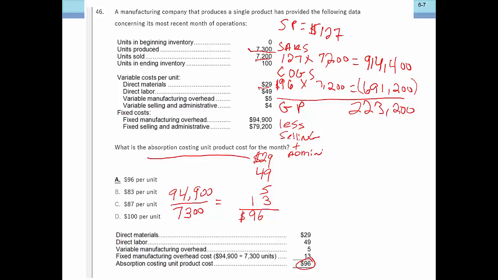And when we take out our selling and administrative, let's see, we've got both variable, which is $4 per unit, times how many units? Times the units sold, good, 7,200. So that 4 times 7,200 is going to be what? 28,800.